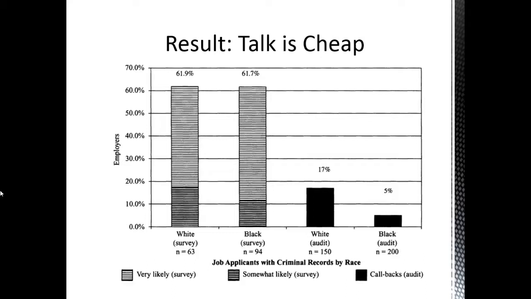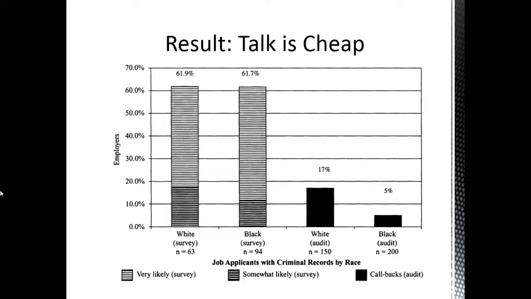The bar you see here on the white survey of 63 employers is the percent, 61.9%, who say they are very likely or somewhat likely to hire a white person with a criminal record. The second bar indicates the percent, 61.7%, who say they would be very likely or somewhat likely to hire a job applicant with a criminal record who's black. So there appears to be, in talk, very little difference between what employers say about hiring white applicants and black applicants. The difference in what they actually do, the difference from the audit study from 2003, is striking.